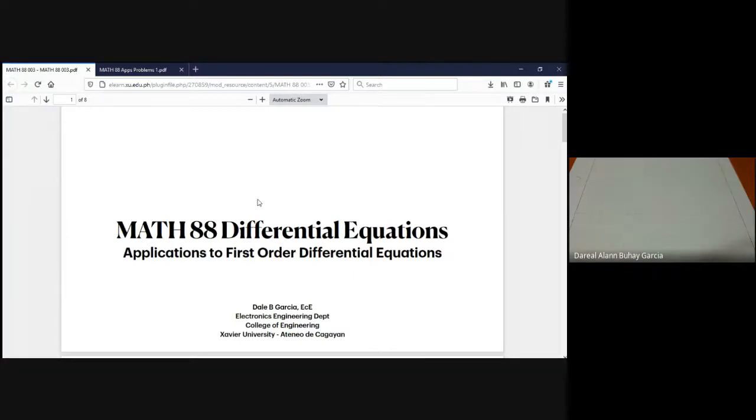This afternoon, we are going to apply at least almost everything that we've learned so far to applications of first order differential equations. So these are real world systems where we could find or observe first order DEs.